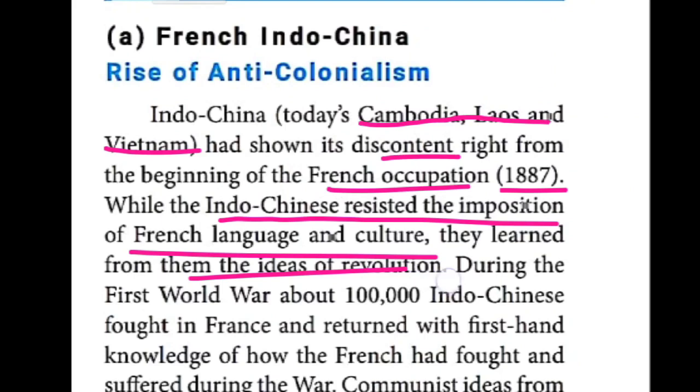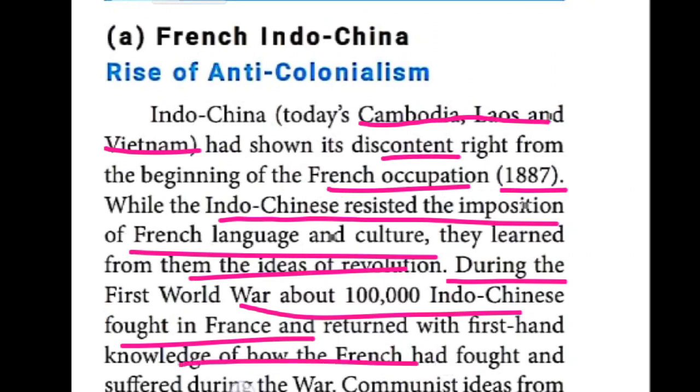During the time of the First World War, about 1 lakh Indo-Chinese fought in France. When they returned, they gained much knowledge about the French people, how they fought in the war and how they suffered in the war. They came to know everything.